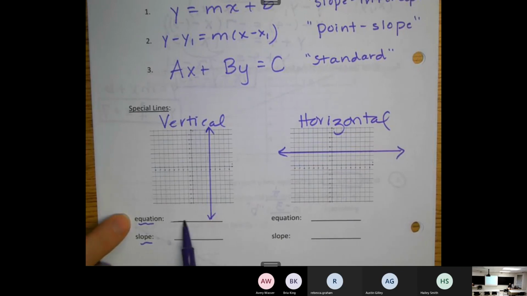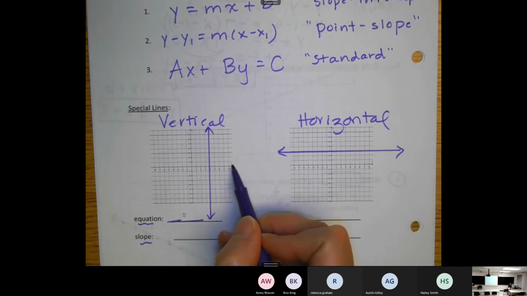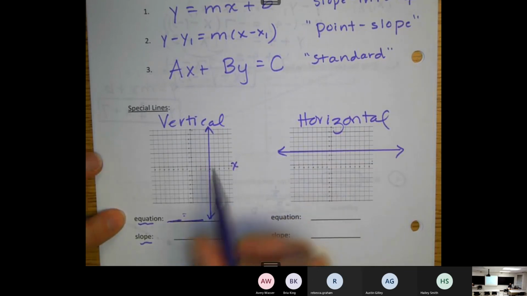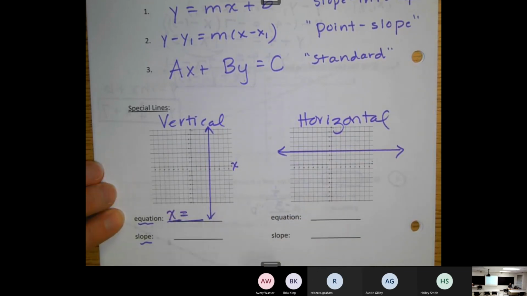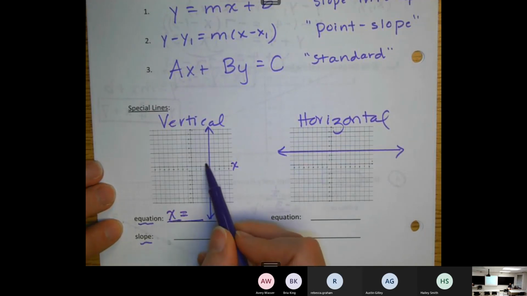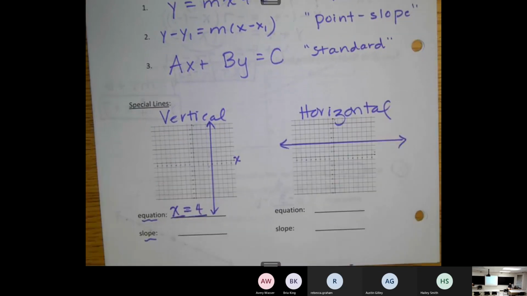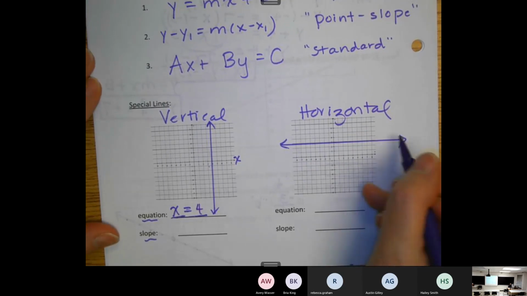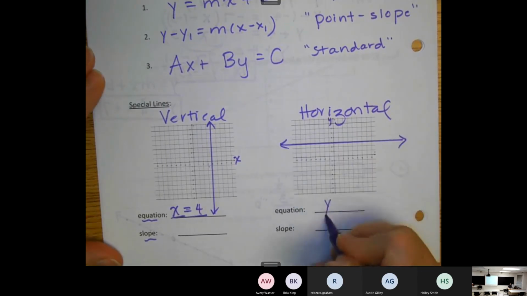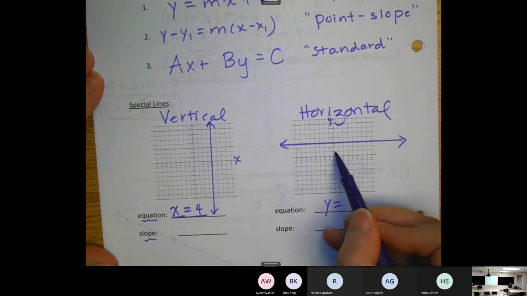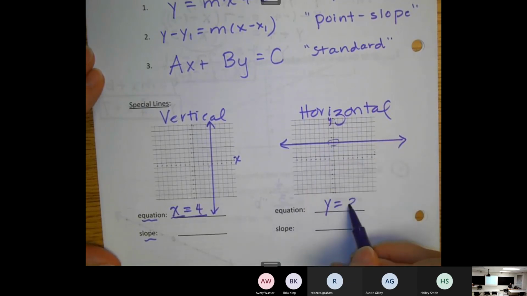The equations were really short. They had a letter and an equal sign and a number. The letter would tell us which axis it crossed. Like for a vertical line, it crosses the x-axis. And then whatever number it crosses at would be on the other side. For instance, this one would be x equals 4. On the other hand, a horizontal line crosses the y-axis. So its equation would be y equals the number where it crosses. I think I put mine at 3. That one would be y equals 3.